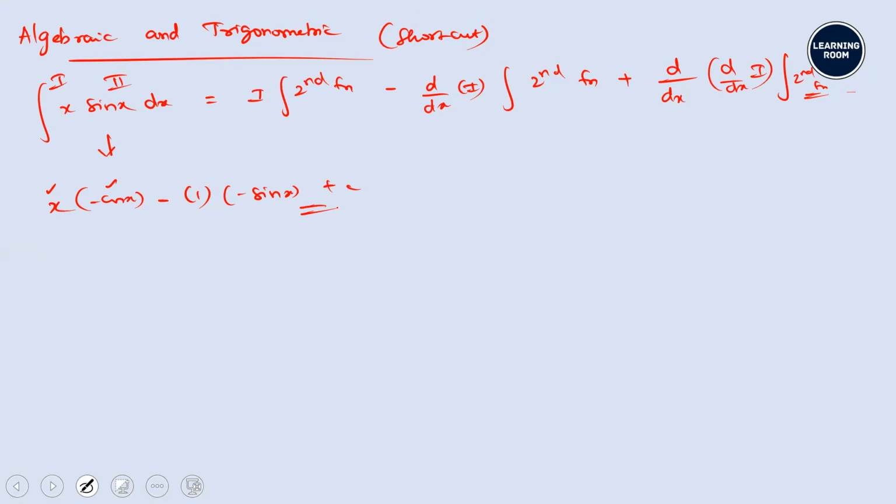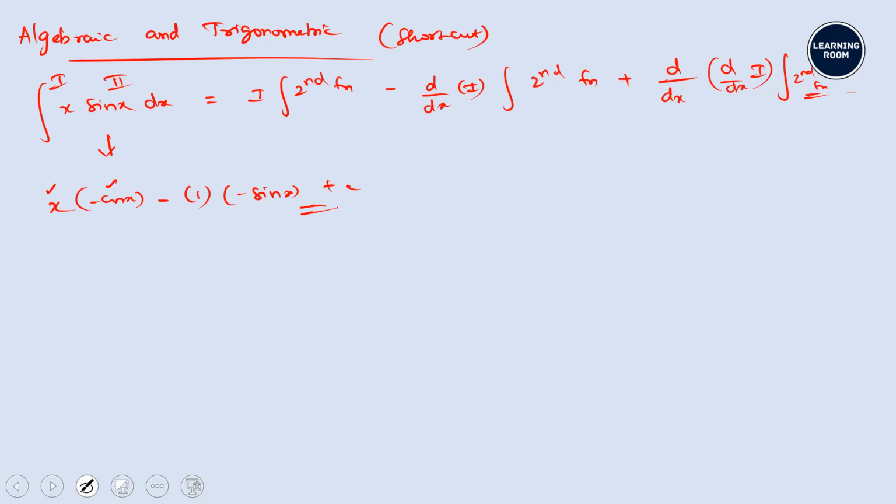Understood? Yes. So, see, once you write this step, alter the sign, differentiate this, integrate this. Next step, had this not been a constant, differentiate this, integrate this. Okay. I'll tell you where it will help you first.